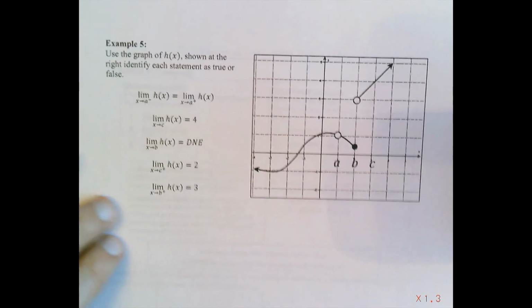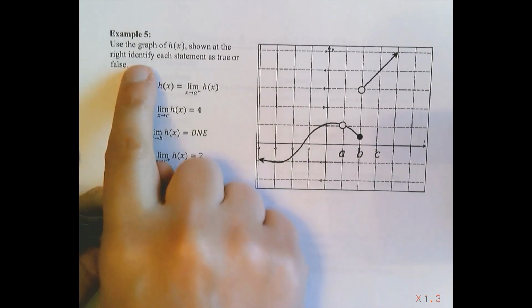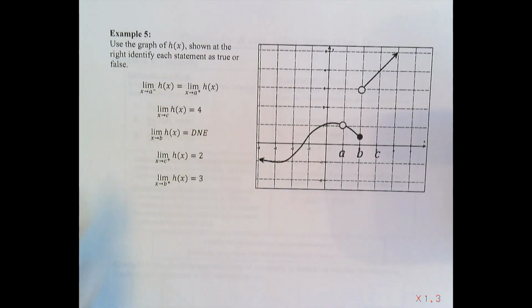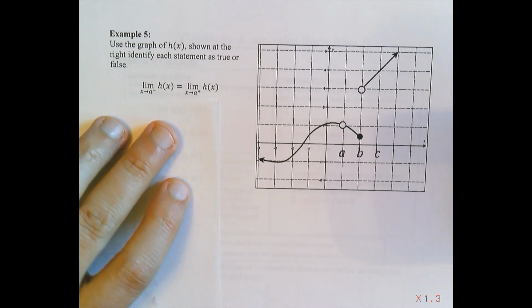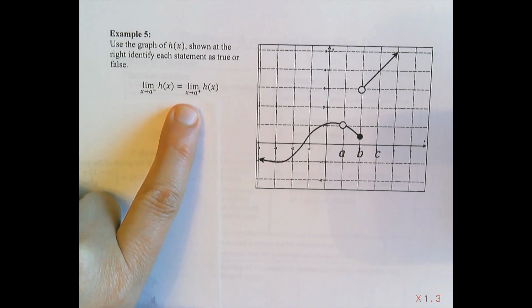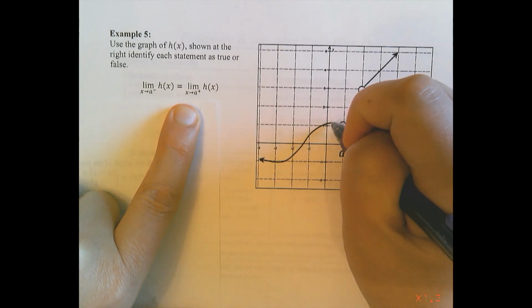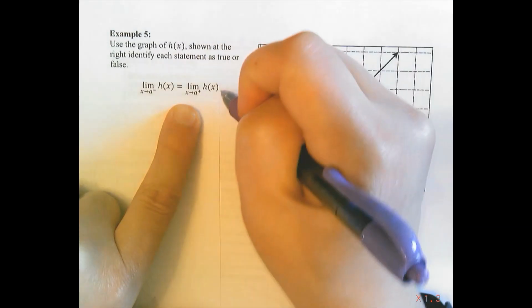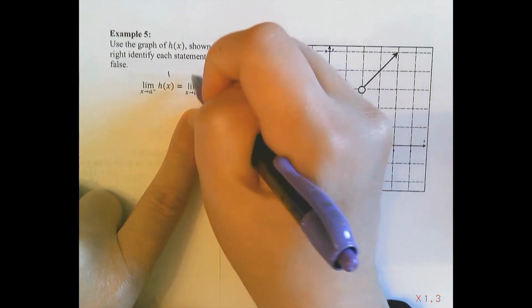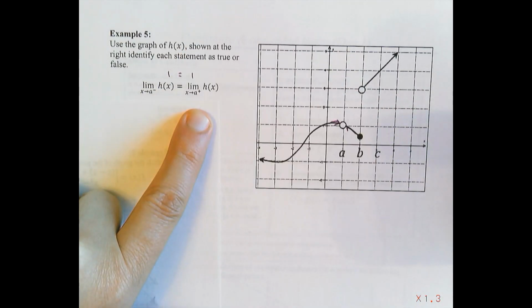But for what we have, that's the best we can do for now. All right. And finally, example 5. This should go pretty quickly. This is saying use the graph shown at the right to show whether each statement is true or false. So let's deal with these one at a time. Does the left limit at A equal the right limit at A? Well, the left limit at A appears to be 1, and the right limit at A also appears to be 1. That is a true statement. So our first statement is true.